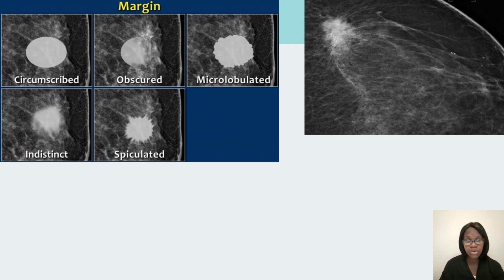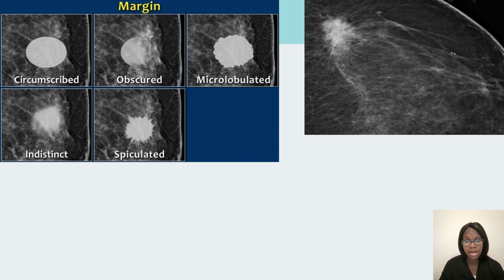But for your circumscribed margins, these are going to be your benign tumors. So most benign tumors will have a circumscribed margin like this. For your obscured margins, it's hard to see the breast cancer whenever the margin is obscured. So it can raise some level of suspicion whenever you have these margins.